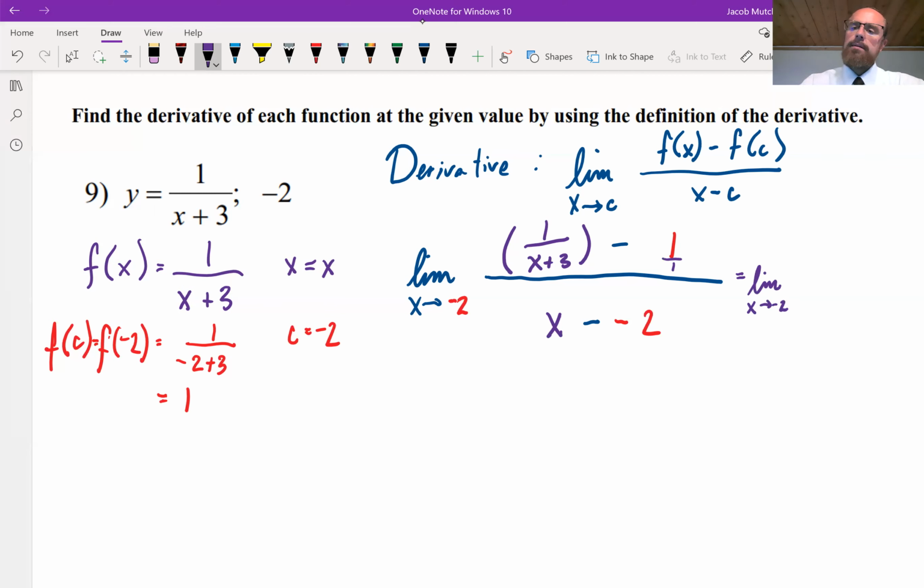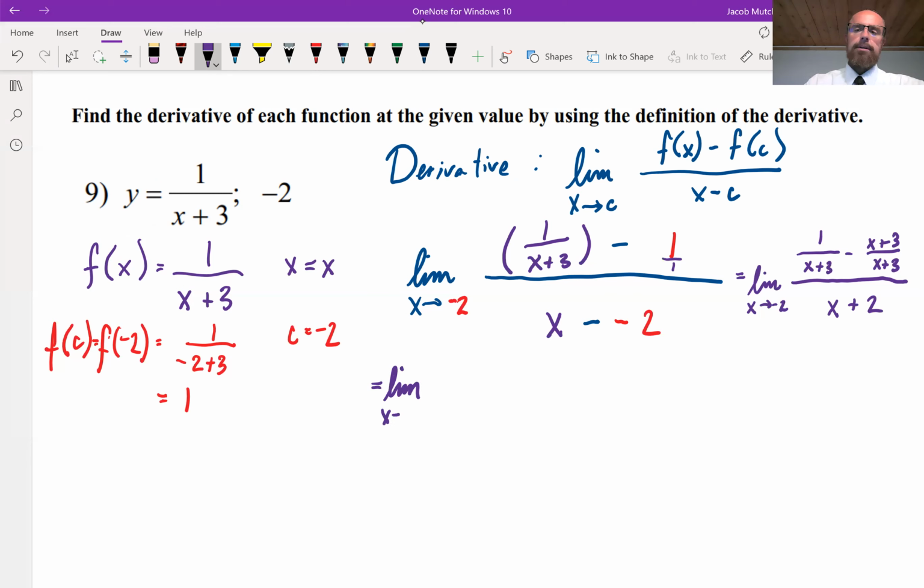So I want to take the limit as x approaches -2. Won't change the first fraction, 1 over x plus 3, but I will change the second one to be x plus 3 over x plus 3. You can tell that that has the value of 1. It's something divided by itself. But now they have the same common denominator. Denominator of the whole complex fraction is x minus -2 becomes +2. So the name of the game at this time is simplify the fractions.